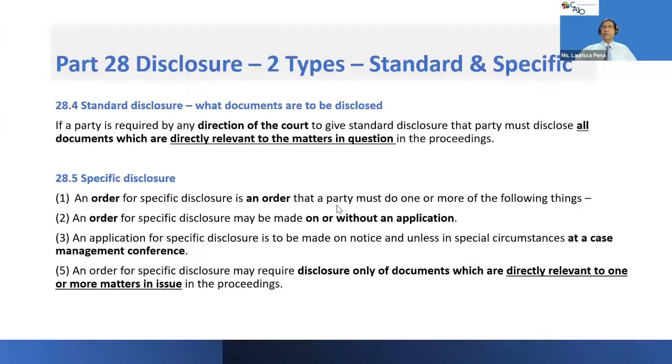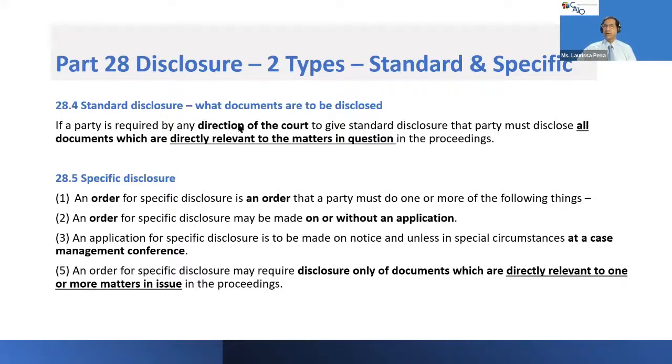There are 2 types of disclosure under the CPR, what is called standard and specific. You've heard those expressions before in this little presentation. Standard disclosure refers to all documents, we went through that, what does that mean? That are directly relevant to the matters in question. So whatever is directly relevant, all documents must be disclosed under standard disclosure.